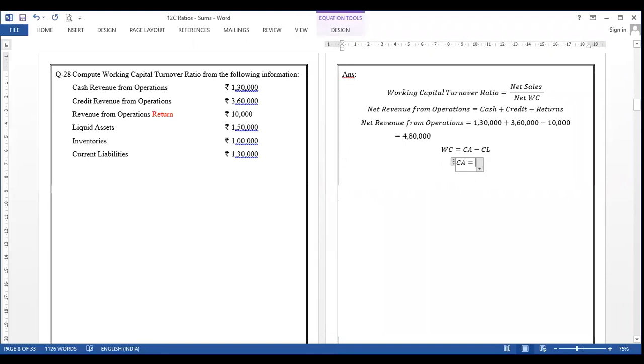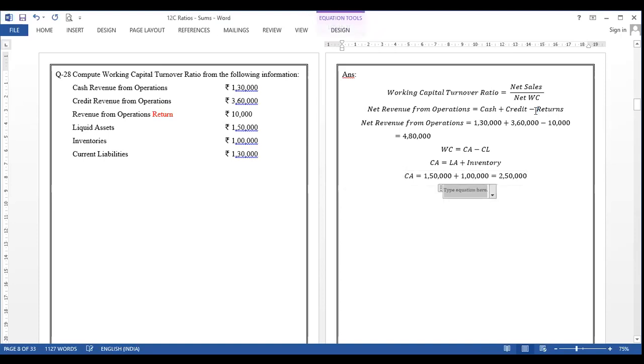So liquid assets plus inventory. That's very correct. Okay. So let us apply that formula. Current assets will be equal to liquid assets, which can be seen as rupees 1,50,000. Inventory can be seen as rupees 1 lakh. So the total is 2,50,000.